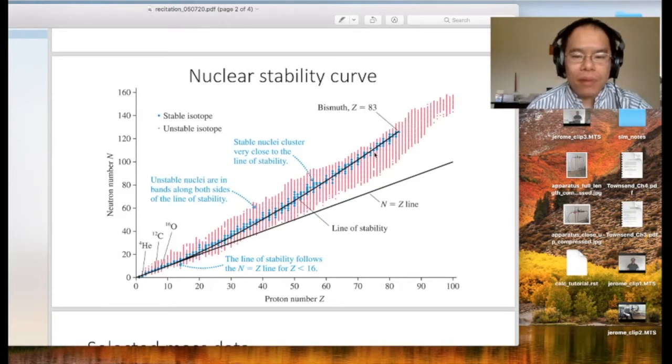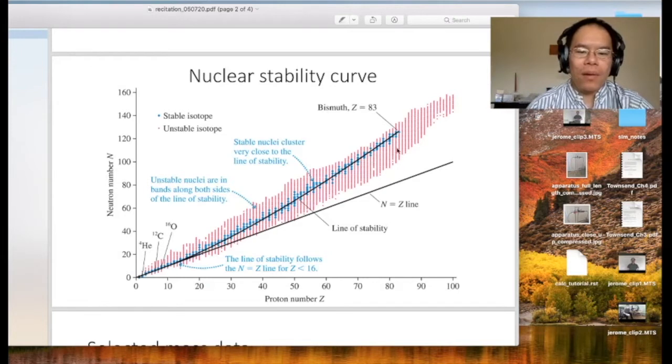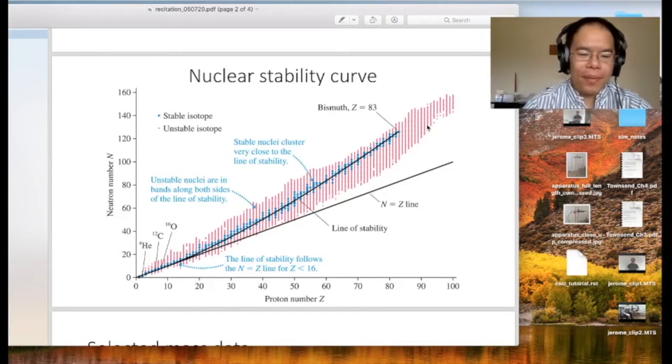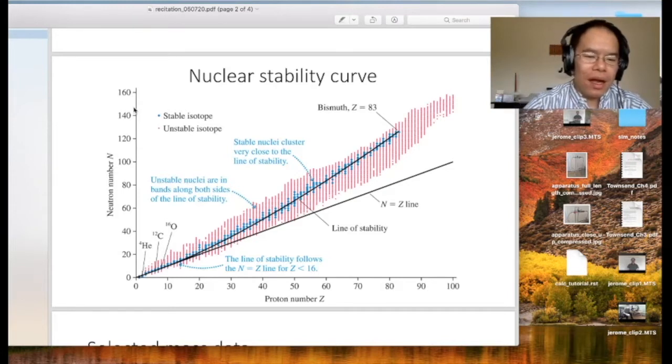The blue dots are stable isotopes, so those nuclei don't undergo decays, they stay around for a long time. Whereas the red dots represent unstable isotopes, so nuclei that do undergo decay processes we'll talk about next time. What we're plotting on the horizontal axis is the proton number, Z, and on the vertical axis, the neutron number, N. There are a few things to point out.